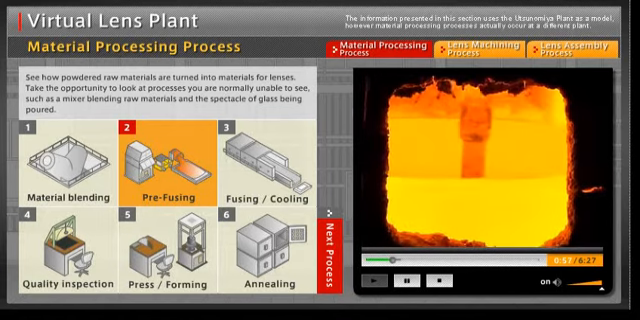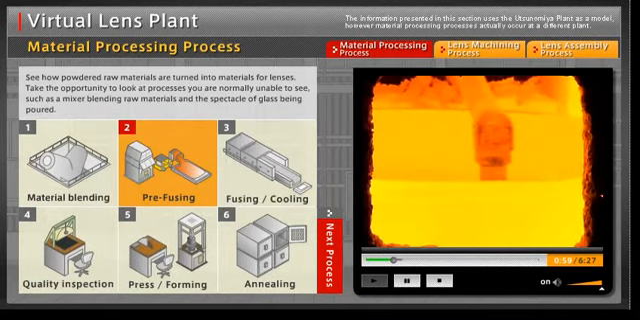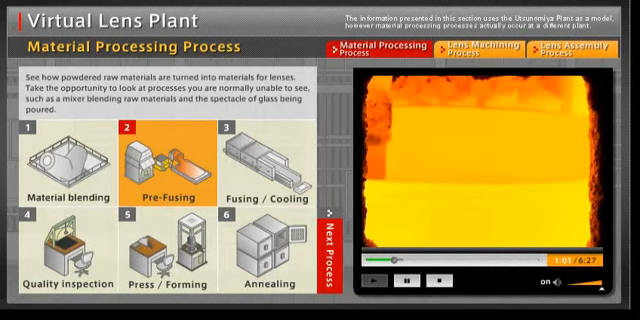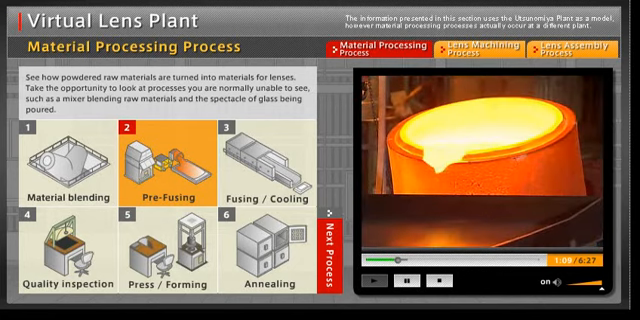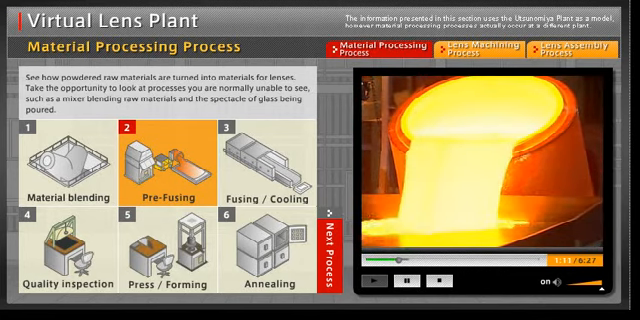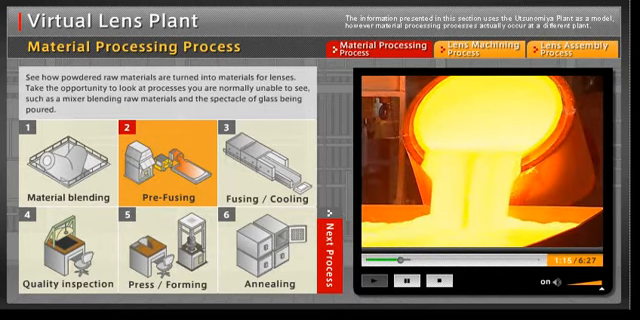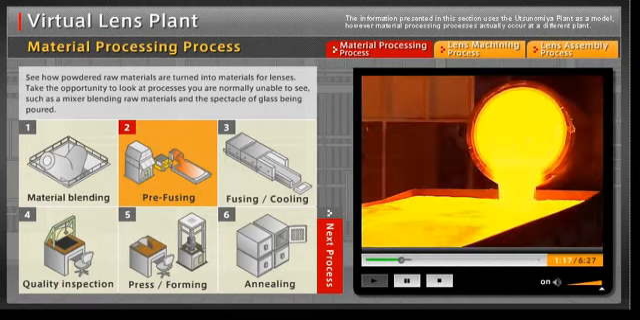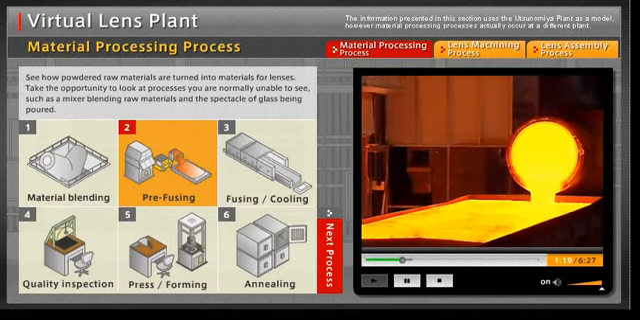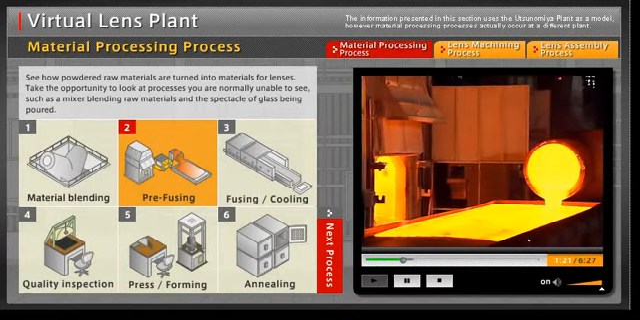The blended primary raw materials are placed into a platinum or quartz crucible and fused in a furnace under strict temperature and time control. This is molten glass. The glass is poured into a pallet in its ultra-high temperature state and allowed to cool naturally.